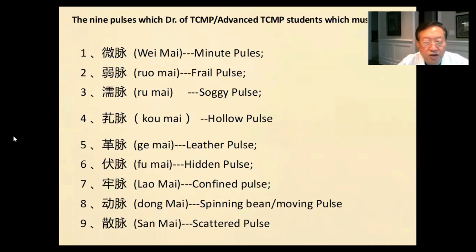2. Ruo Mai, frail pulse. 3. Ru Mai, soggy pulse. 4. Kou Mai, hollow pulse. 5. Ge Mai, leather pulse. 6. Fu Mai, hidden pulse. 7. Lao Mai, confined pulse. 8. Dong Mai, spinning bean or moving pulse. 9. San Mai, scattered pulse.